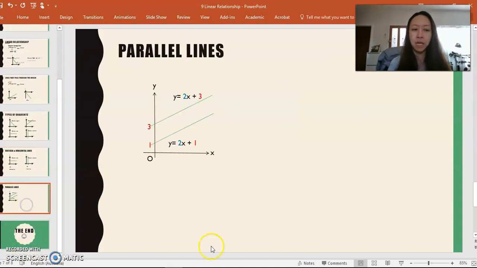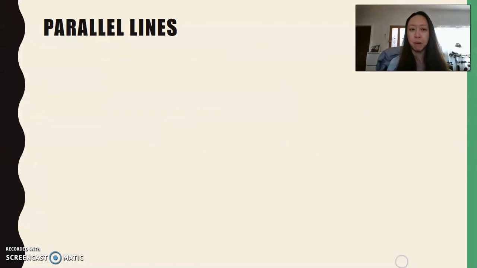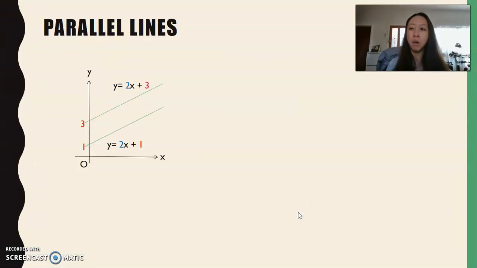So the next part, which is actually the last part, is parallel lines. Yeah. So how do we get parallel lines? As long as we get the equation where you can see that the gradients are the same, it's going to be parallel. So this is the one that I just drew with the gradient with the value of 2. So you can see that it's parallel.